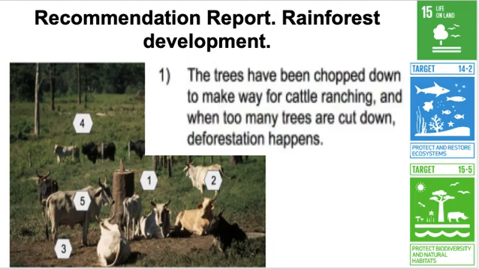So, the student has said here, number 1: the trees have been chopped down to make way for cattle ranching, and when too many trees are cut down, deforestation happens. So this student has identified specific evidence in the photograph, and they know that deforestation is bad.